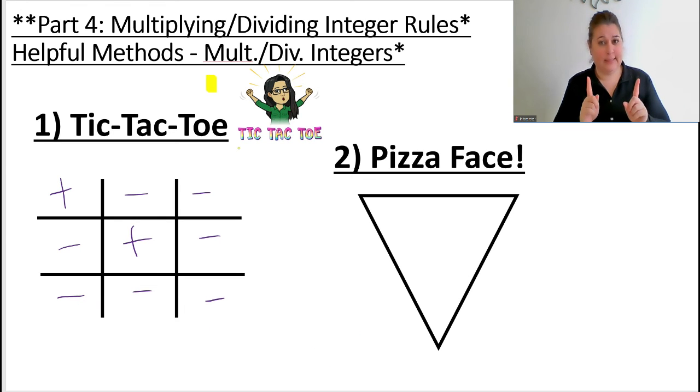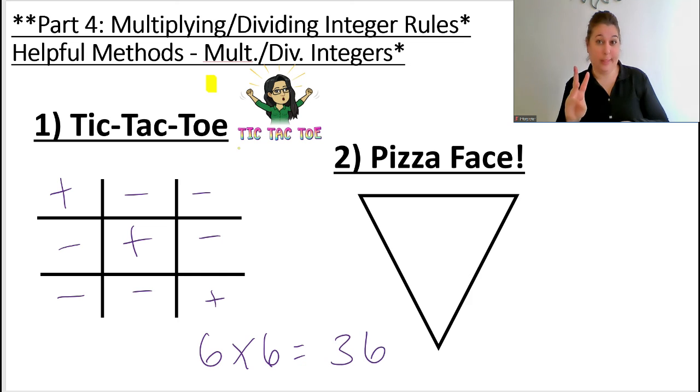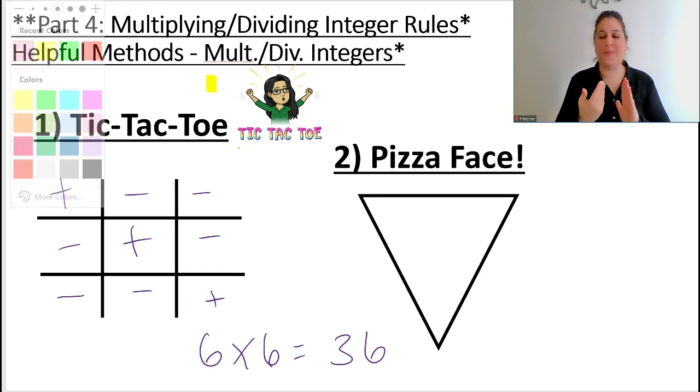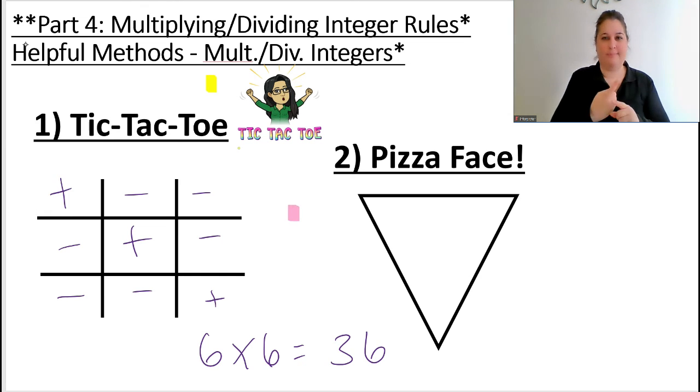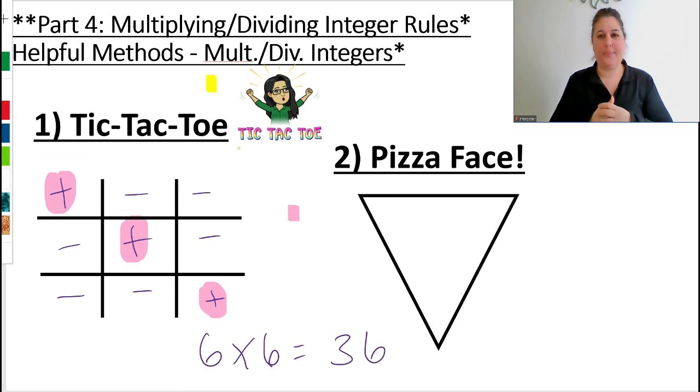Okay, well, what if I didn't have that problem, but I had like 6 times 6? Well, we know that that's 36. Let's prove it using this in terms of signs. It's the same sign. Where do I see same signs? Here, look, a positive times a positive is a positive. So that's why it makes positive 36.